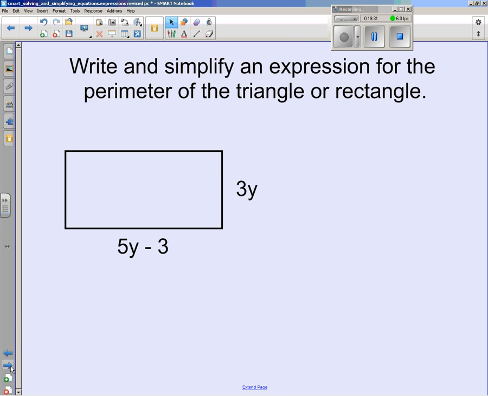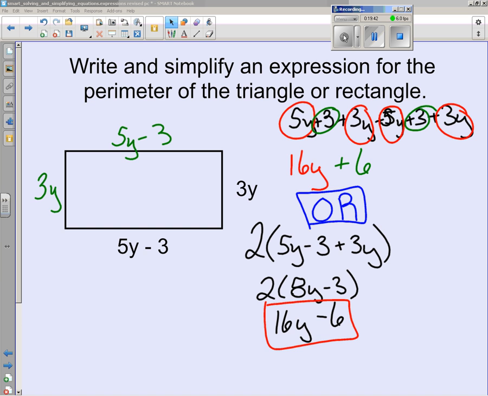If we look at this example, I want you to try and figure this one out. I want you to pause your video and see if you can solve this. I'm going to put the answer up in just a minute. I really like problems like this, guys, because there's two different ways to approach it. You can either recognize that this top length of the rectangle is also 5y minus 3, and this side is 3y, and then just do a simple expression adding all the sides together, you would end up with 16y plus 6.